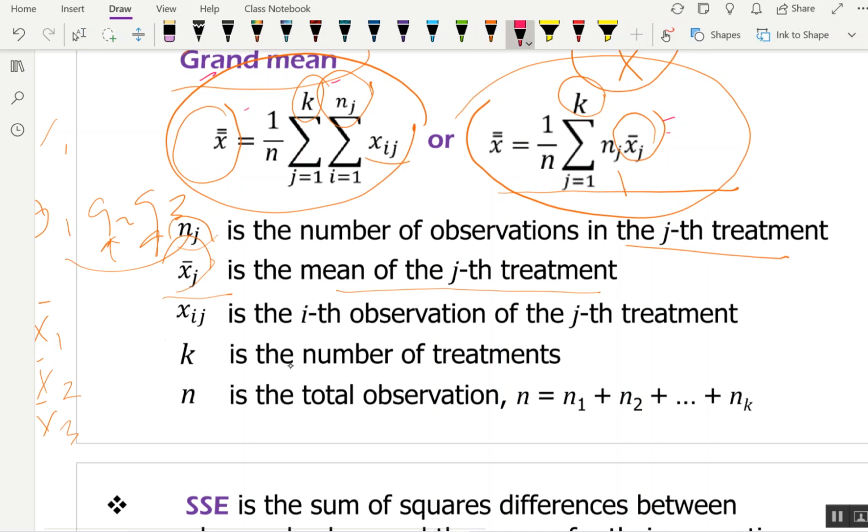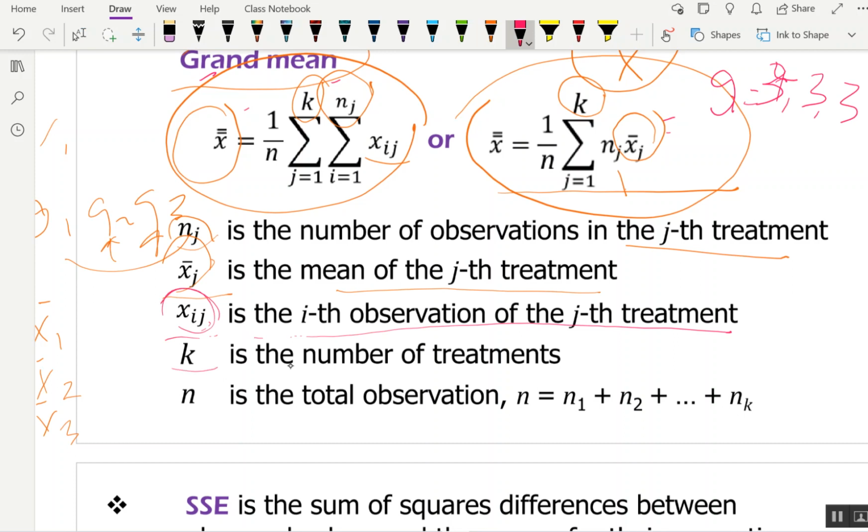And then xij is the i-th observation of the j-th treatment. It means that in that particular group, this is the observation. For example, just now I gave you group 1, and you have 3, 3 and 3. So xij means that the position is number 1 in group 1, number 2 in group 1, number 3 in group 1. So this is the xij meaning.